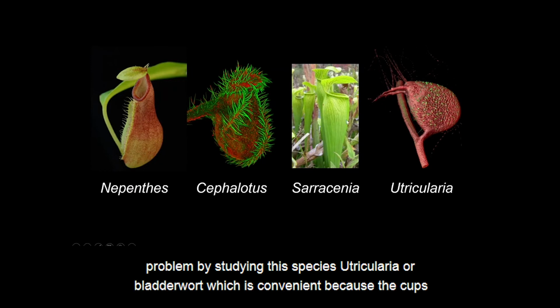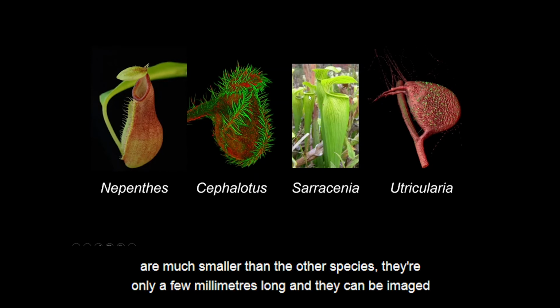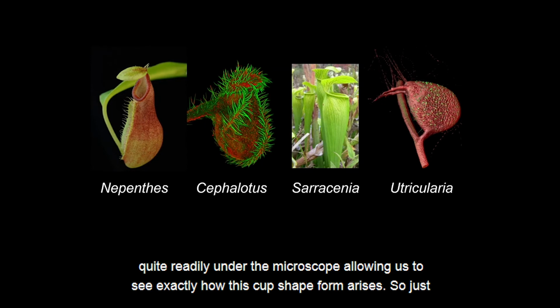And we've been investigating that problem by studying this species, Utricularia, or Bladderwort, which is convenient because the cups are much smaller than the other species. They're only a few millimeters long, and they can be imaged quite readily under the microscope, allowing us to see exactly how this cup-shaped form arises.